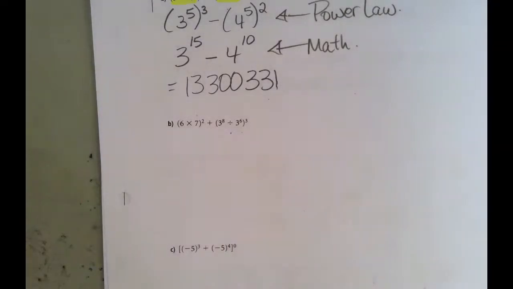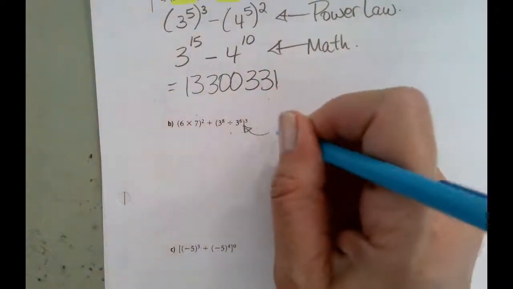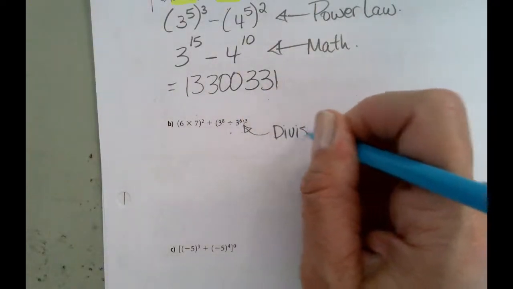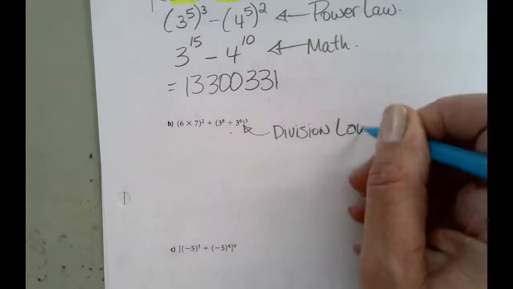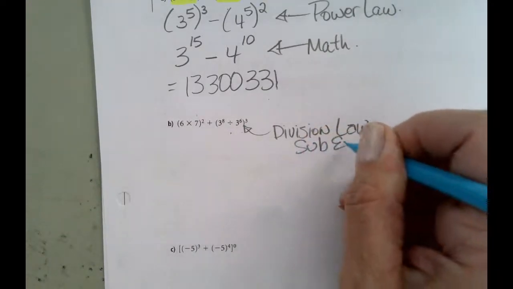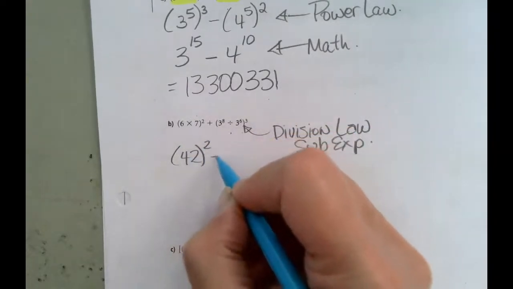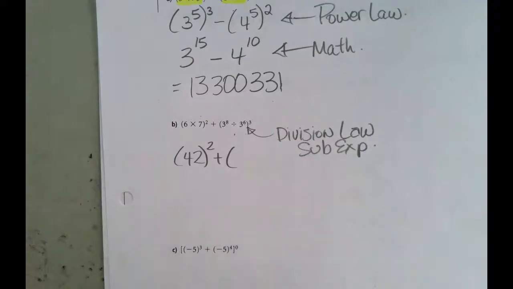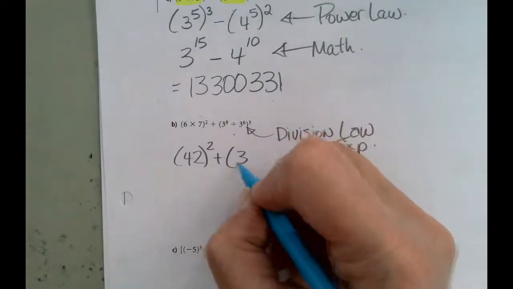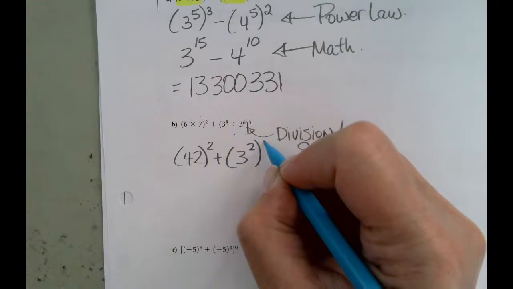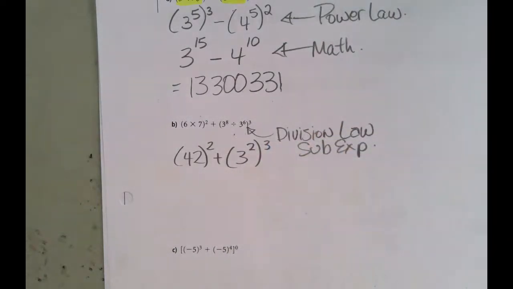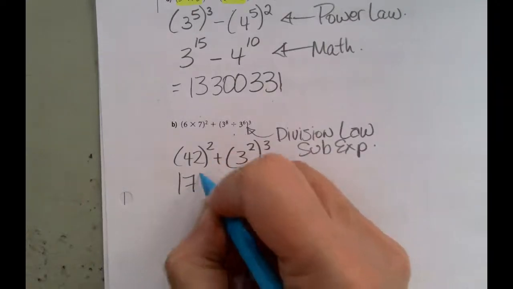Good. Yeah, division law, right? This guy right here is the division law. Subtract exponents. I'm going to multiply that and get 42 squared there. And then 3 to the 8 divided by 3 to the 6 will give me 3 to the 2, which makes it so much easier to calculate, other than the 42 squared. 42 squared gives me 1764.